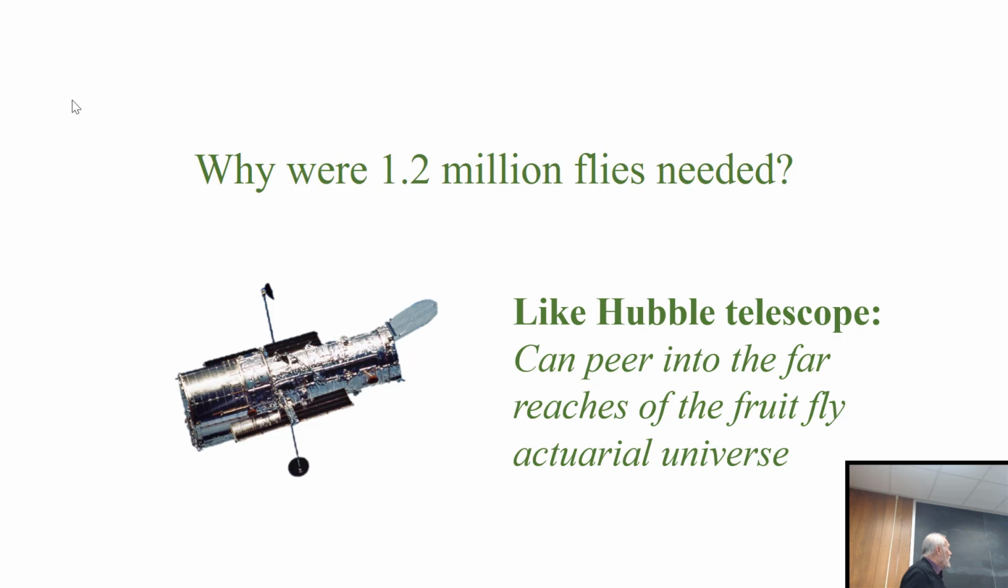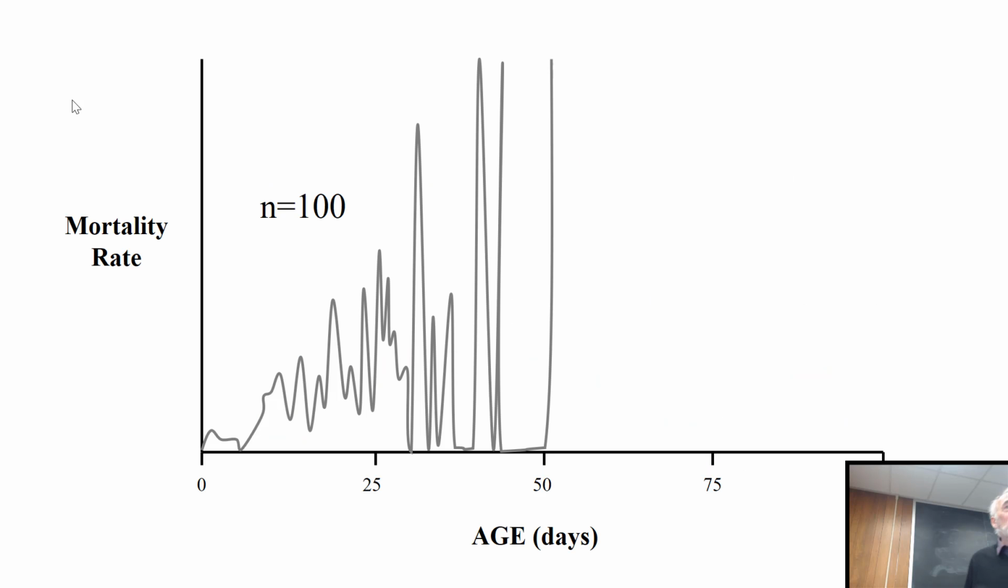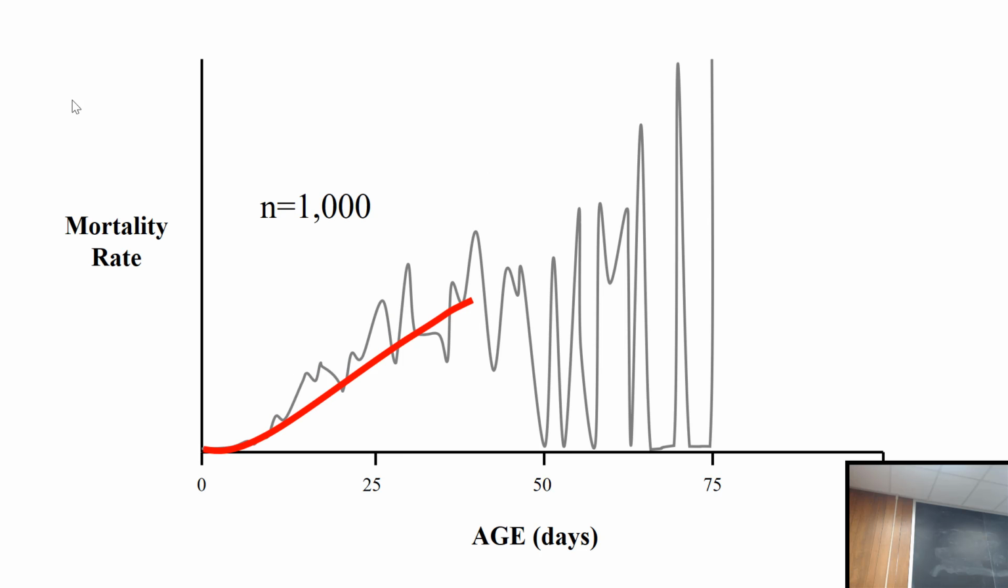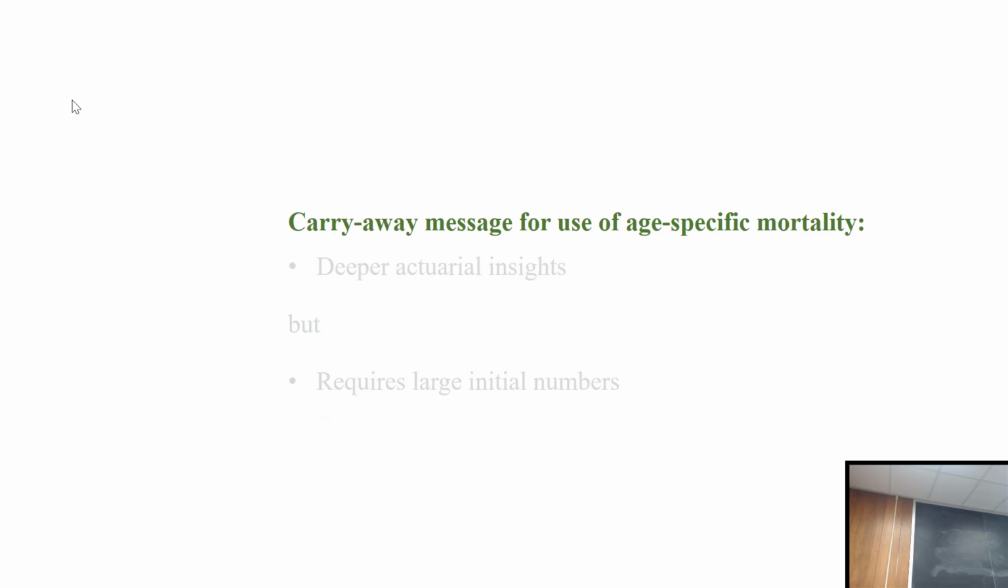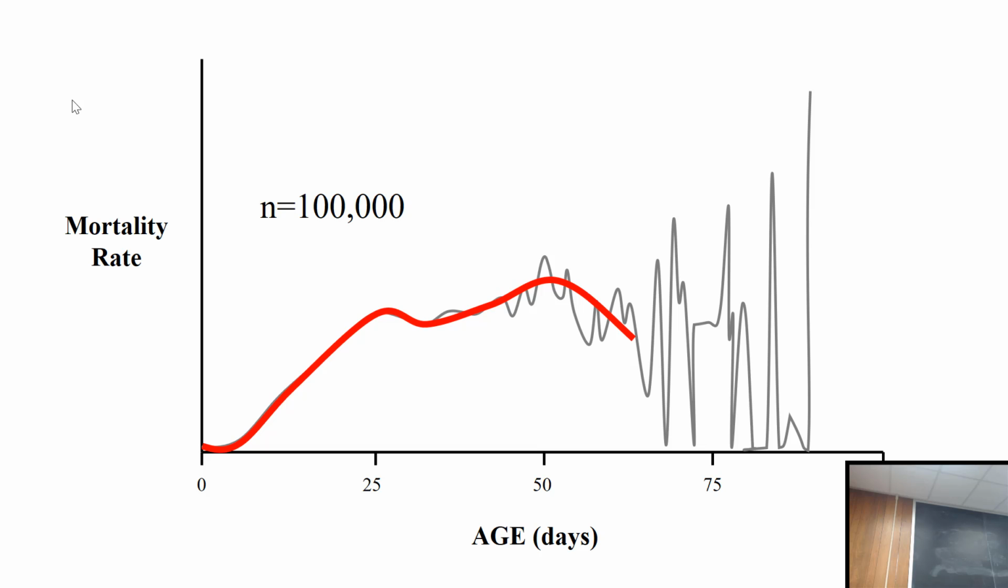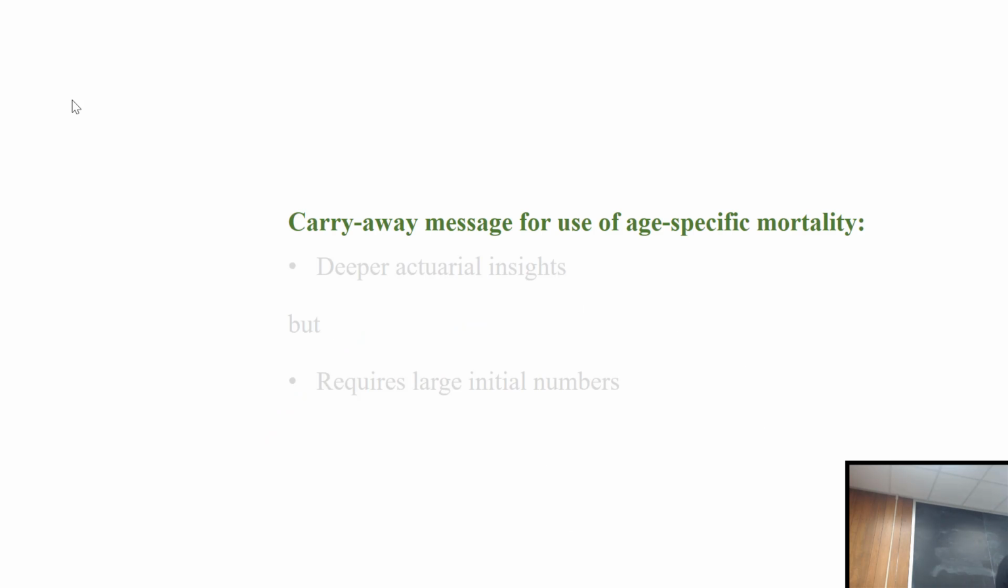Okay. So anyway, why did we need 1.2 million flies? Vaupel developed this metaphor: it's like the Hubble telescope of the actuarial world. You can peer into the far reaches of the actuarial universe when you have big numbers. The thing is, if you have small numbers, the mortality is going to bounce around. Small numbers, what can you do with that? That would be 100 flies. Now you have 1,000. You still get kind of a straight line, but you run out of flies, so you get messy. Anyway, you keep going. 100,000. Now you're getting someplace where you can make more definitive statements about the true trajectory.